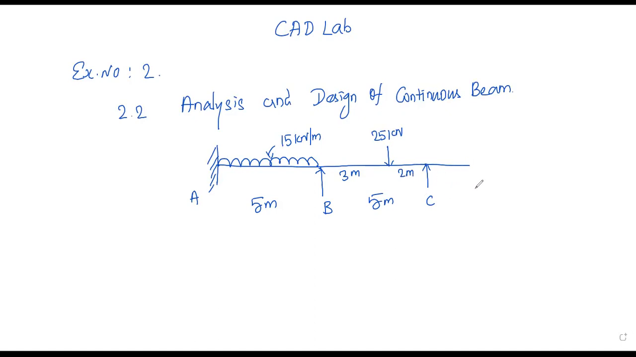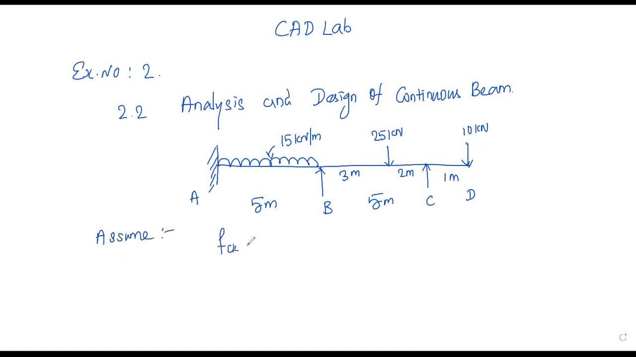And the span CD has a length of 1 meter and it has a point load of 10 kilonewton at its free end. This beam we have to analyse and design. And now some data we are going to assume.